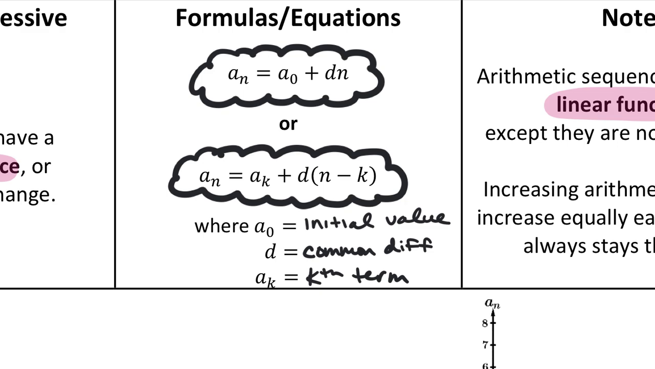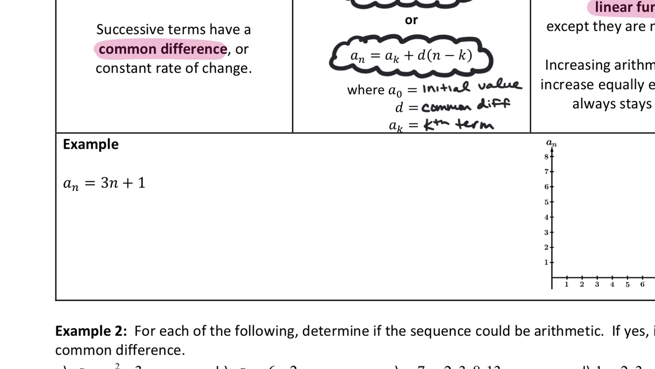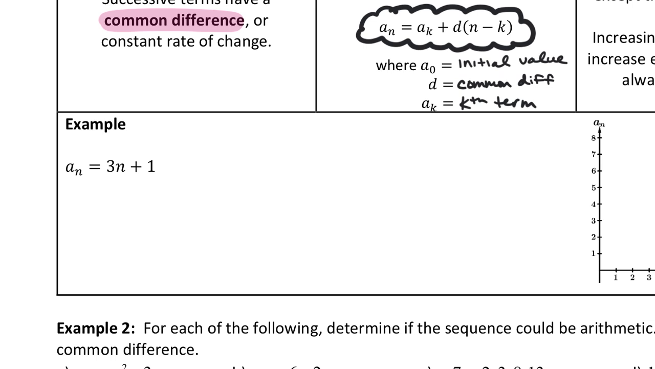Okay, let's see an example of this in real time. So if we have this sequence, a sub n equal to 3n plus 1, we're going to want to graph this. So just like when we had a regular equation, we want inputs and outputs. So we have to make our own table, or make a table for n and a sub n, which is like x and y in terms of regular functions, but in sequences, we use n and a sub n.